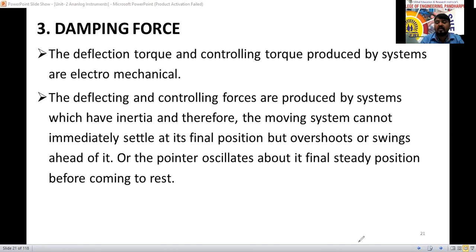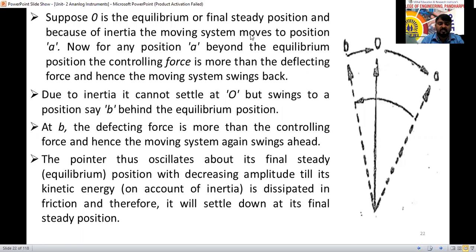In a measuring instrument, the pointer will deflect and it will take some time to settle. That we have to avoid now. That thing only we have explained here. See here now, suppose this diagram is visible.